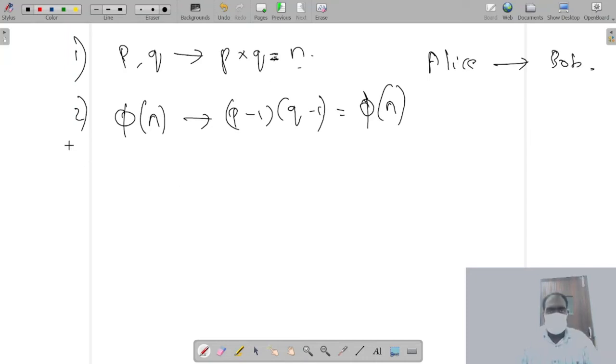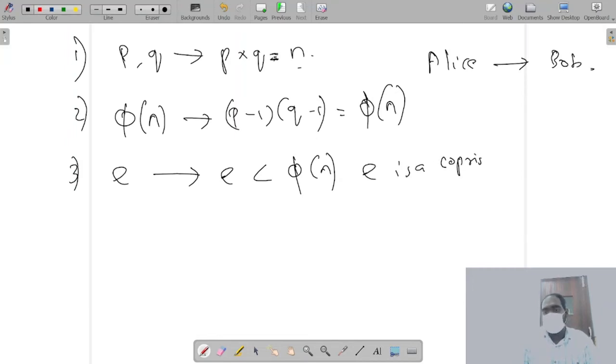All right. Now what you do is you select E such that E is less than phi of n and E is a co-prime of phi of n. What is co-prime? Co-prime means it does not share any prime factors with phi of n.